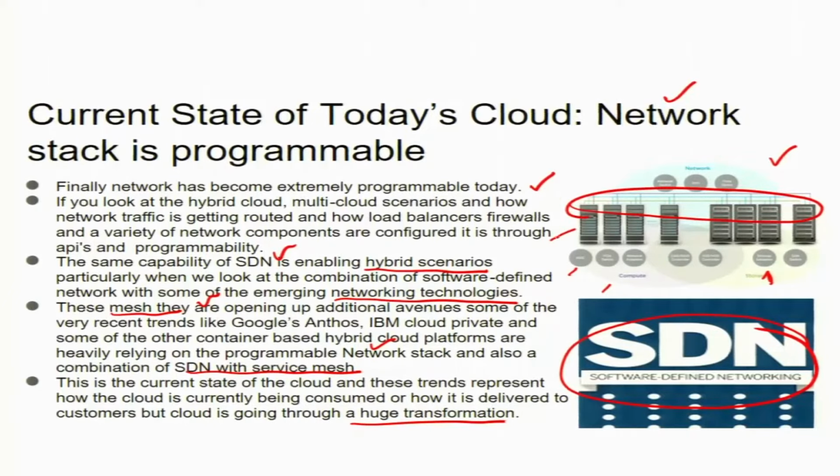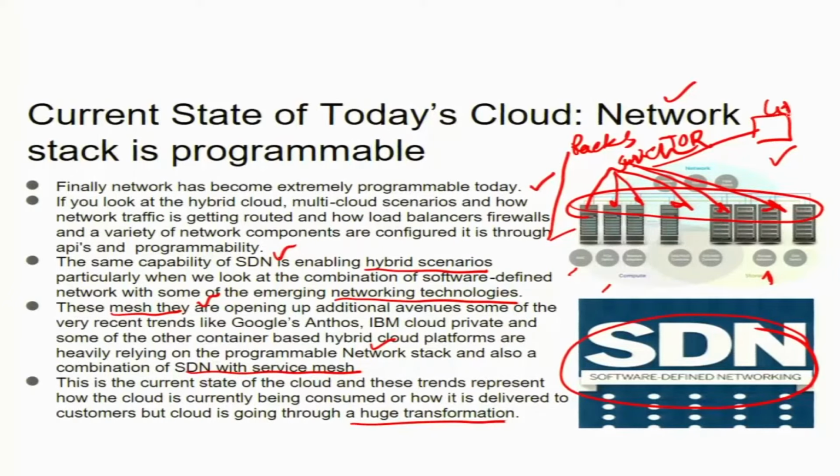These are called racks, and on top of every rack there is a network switch. This is called the top of the rack switch. These top of the rack switches in turn are connected by another level of switch called a core switch, and these are examples of a core switch. This is all the networking, and it is a tree-like hierarchy in which the networking is arranged.